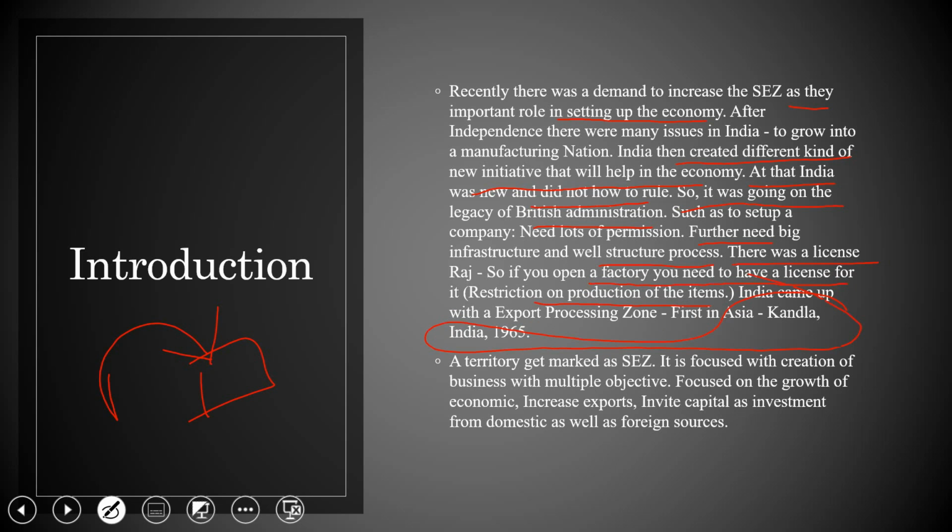A territory gets marked as an SEZ. It is focused on the creation of business with multiple objectives. It is not targeted with a single objective like the STP, which is targeted for software. It is focused on the growth of the economy, increasing exports, and inviting capital as investment from domestic as well as foreign sources.